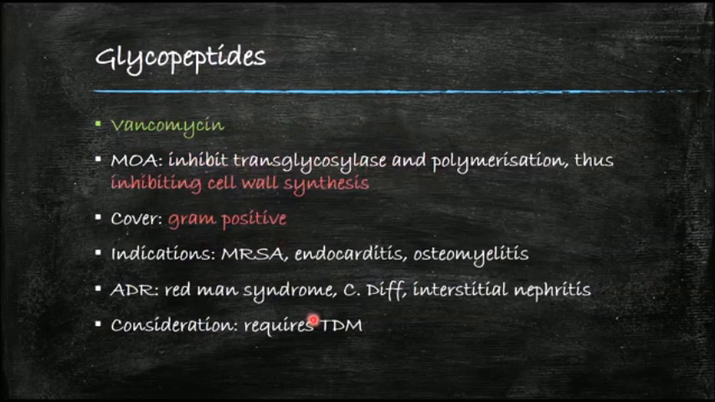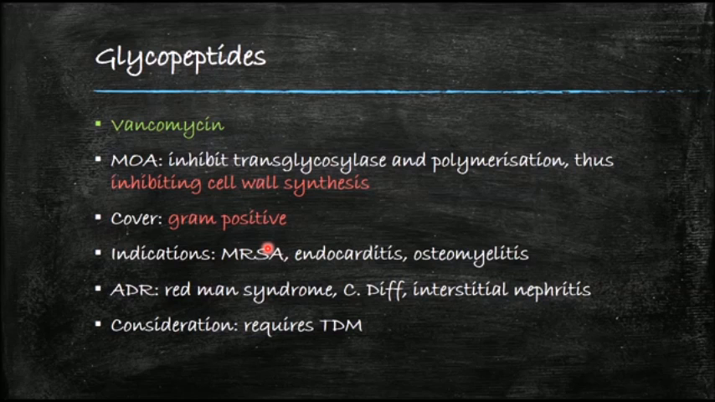Glycopeptides, or vancomycin. What's the one bug that vancomycin is really good for? MRSA, or golden staph. This is used really commonly for that. Once again, similar to a beta-lactam, it inhibits cell wall synthesis. It's only really used in MRSA or people at risk of getting MRSA.